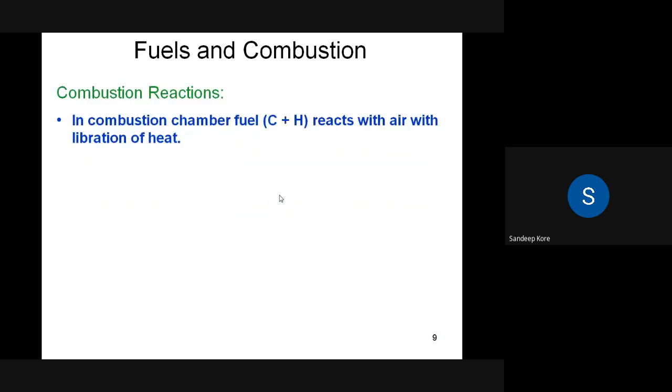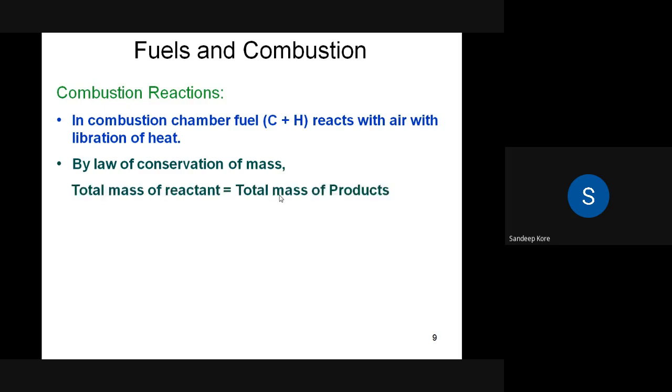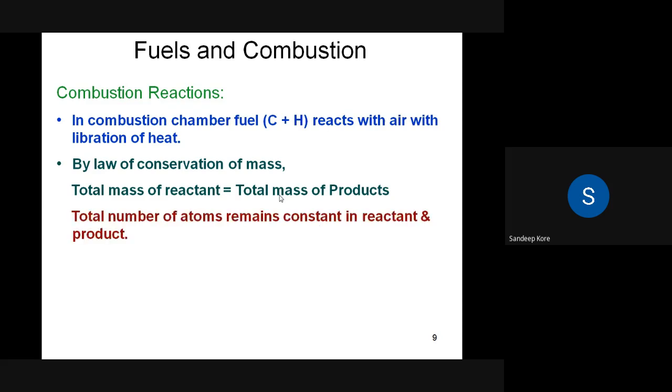Now the combustion reactions. You might have already studied a number of reactions in the 12th standard, in organic and inorganic chemistry. So the fuel is nothing but a combination of carbon plus hydrogen. And when it reacts with air, there is a liberation of energy. So by the law of conservation of mass, the total mass of reactants is equal to the total mass of products. So the total number of atoms remains constant in the reactants as well as the products. Oxygen is 23.2% by mass and nitrogen is 76.8% by mass.